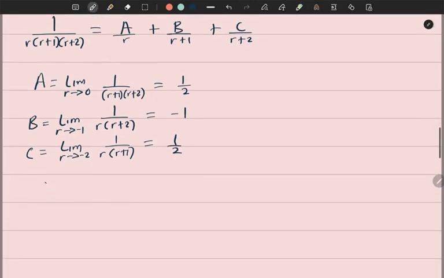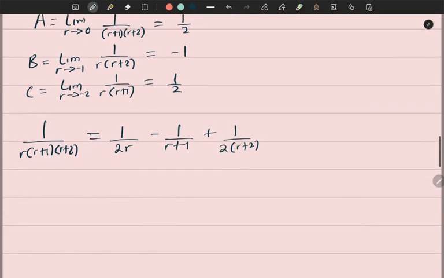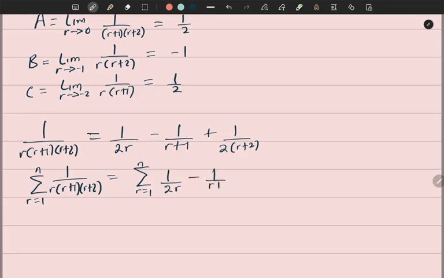By implication, 1 over r(r plus 1)(r plus 2) becomes 1 over 2r minus 1 over r plus 1, then plus 1 over 2(r plus 2). Now we can find the summation of this from r equals 1 to n, that is, sigma of 1 over r(r plus 1)(r plus 2). So this can be written as sigma r equals 1 to n of 1 over 2r minus 1 over r plus 1, then plus 1 over 2(r plus 2).